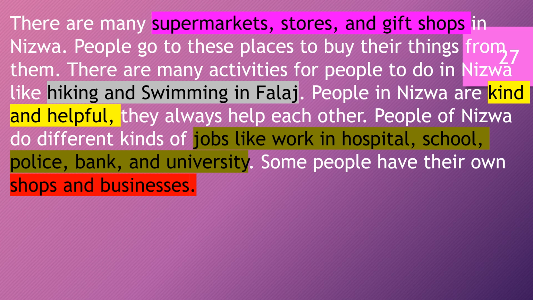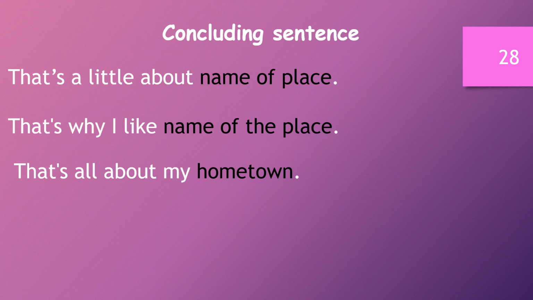Now we'll write about the jobs they do. People of Nizwa do different kinds of jobs, like work in hospital, they work in school, police, bank, and university. These are the jobs. But there are some people who do not do a job, they have their businesses. So you need to mention that also. Some people have their own shops and businesses. So you mention what type of people live in Nizwa, and you also mention what jobs they do. So with this, we have come to an end of our paragraph.